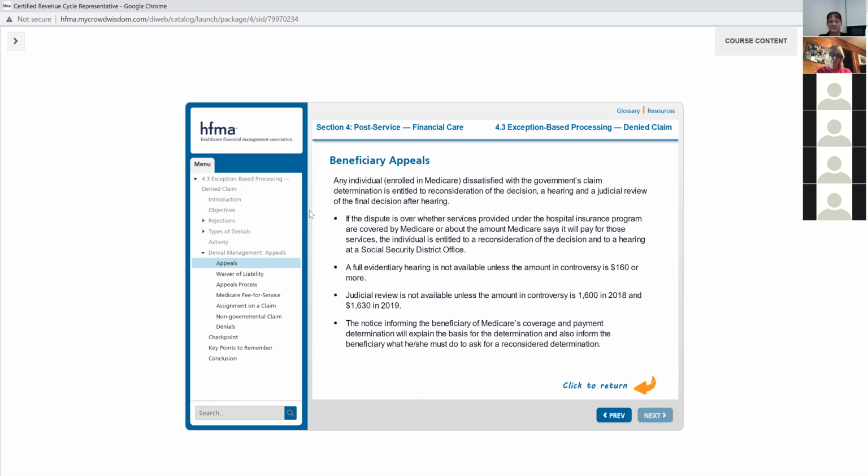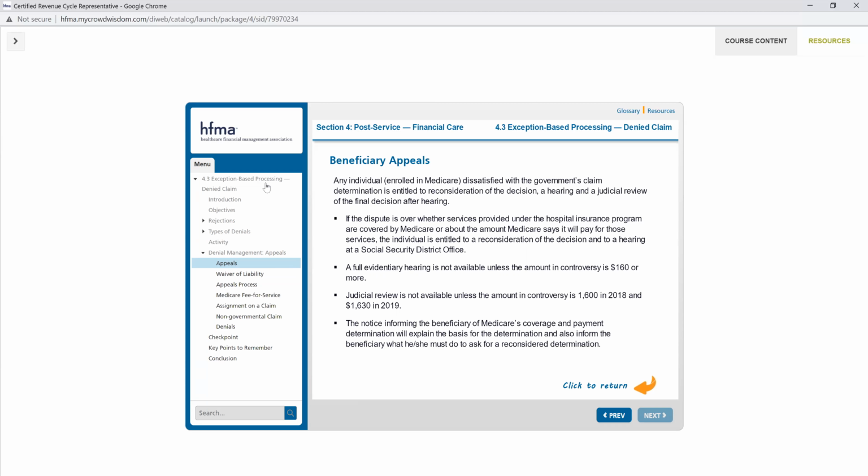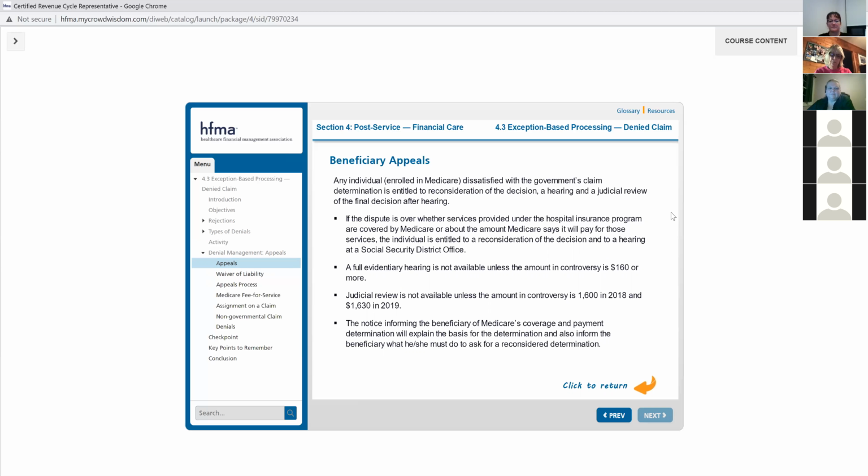So the five levels of provider appeals. The first level is a redetermination by a Medicare administrative contractor. Level 2, reconsideration by a qualified independent contractor. Level 3 would be your administrative law judge. Level 4 is the Medicare Appeals Council, and then level 5 would be judicial review in the U.S. District Court. Again, you don't need to memorize these, just make a little note in case they come up on the exam.